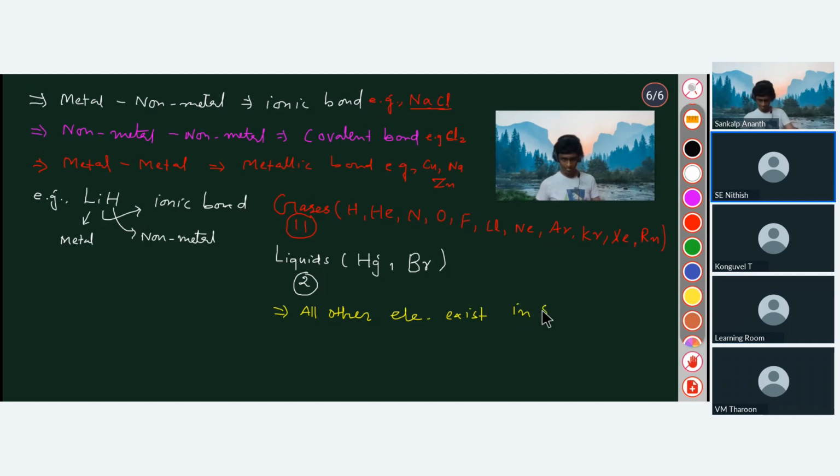Kr is krypton, the noble gas. Xe is xenon. Rn is radon. Ar is argon. Exactly, Rn is radon.